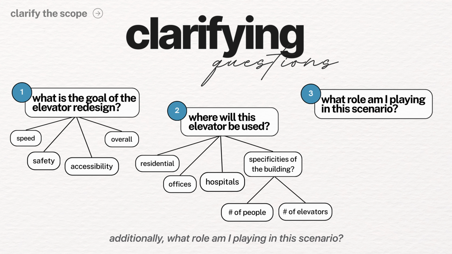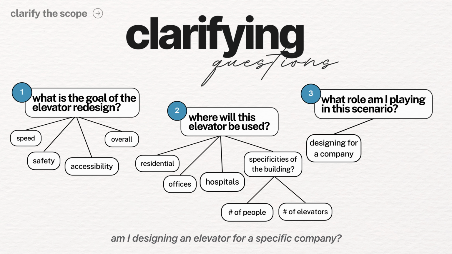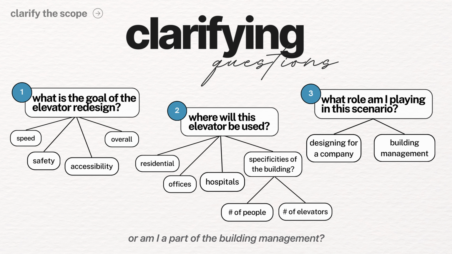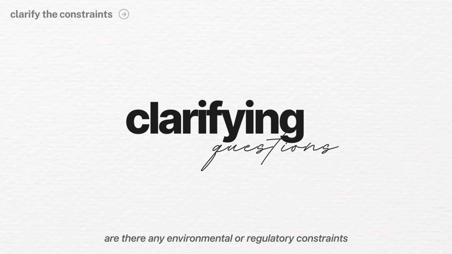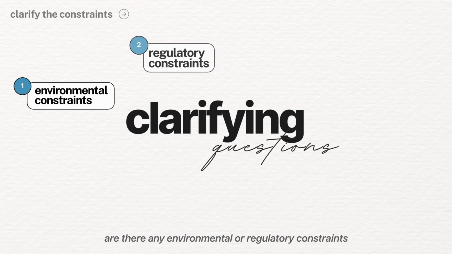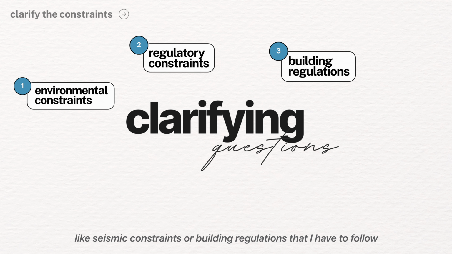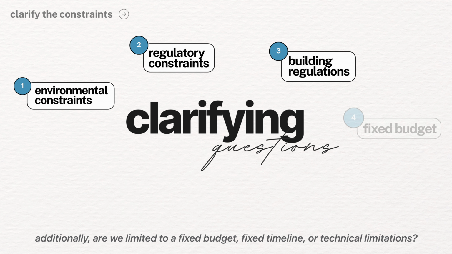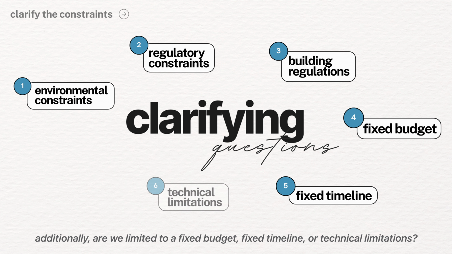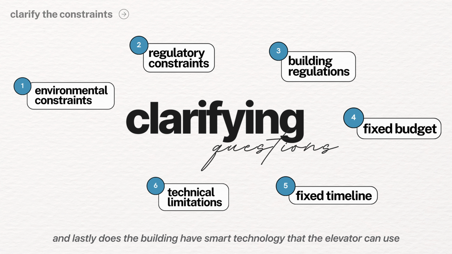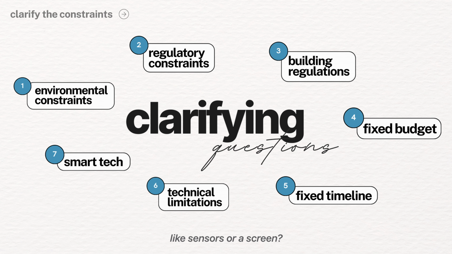Additionally, what role am I playing in this scenario? Am I designing an elevator for a specific company, or am I a part of the building management? Next, regarding constraints, are there any environmental or regulatory constraints like seismic activity or building regulations that I have to follow? Additionally, are we limited to a fixed budget, timeline, or technical limitations? And lastly, does a building have smart technology that the elevator can use, like sensors or a screen?